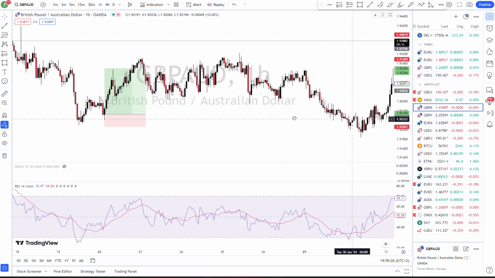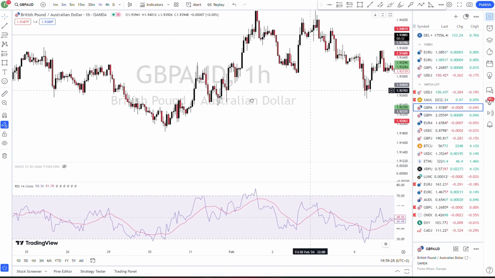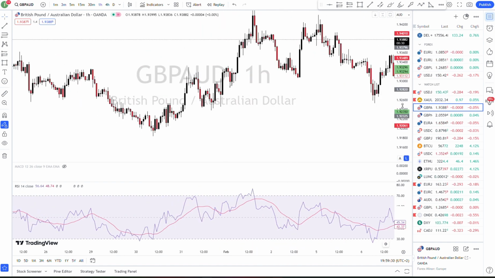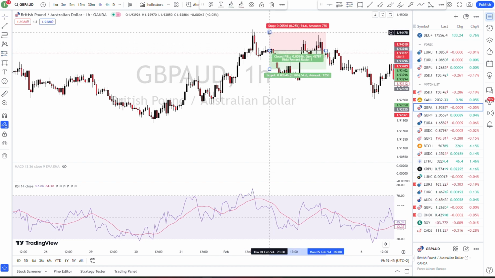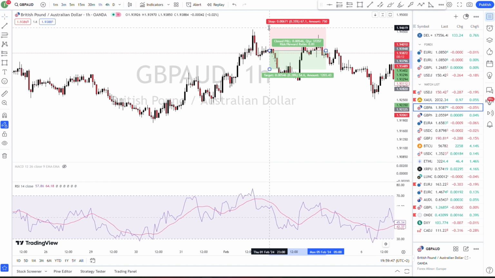And another way of using it is when it's overbought. Like here, it's overbought here. Depending on your strategy, you can enter a sell trade here after it's overbought. Here is where I'm going to enter. Put my stop loss on previous high, and TP is on previous low.